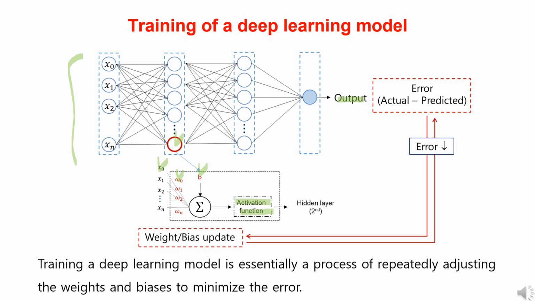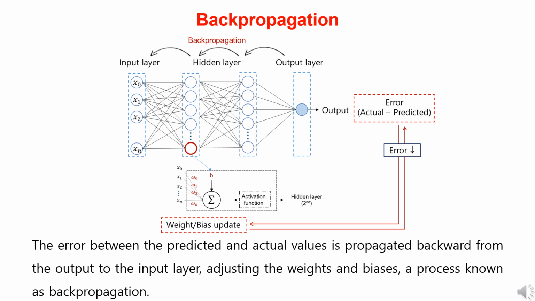In a neural network, the output is compared to the actual value to calculate the error. To reduce this error, the weights and biases are updated. In simple terms, the core of training a deep learning model is finding the weights and biases that minimize the error. The process of updating weights and biases happens through a method called backpropagation.